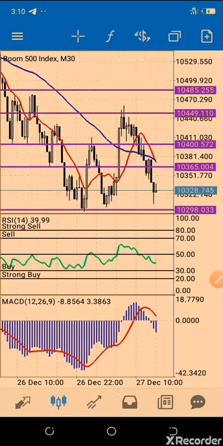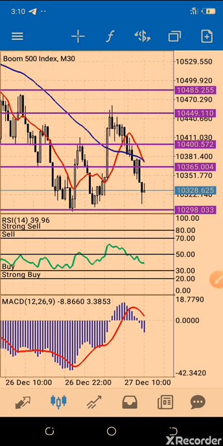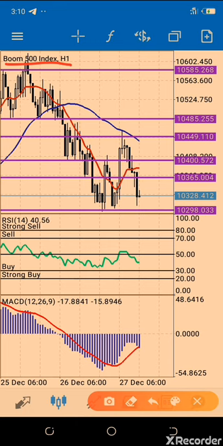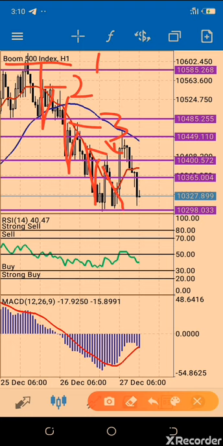If I go to, okay, this is my 30 minutes. Okay, let's go to the 1 hour. This is my 1 hour. So in the 1 hour, what can you see? Price got to this peak and began to drop. It went back up here. Second high. This is number one high. Second high. It dropped further. It went back up to this point. Third high. It dropped further. It went back up, fourth high, and finally came down here.